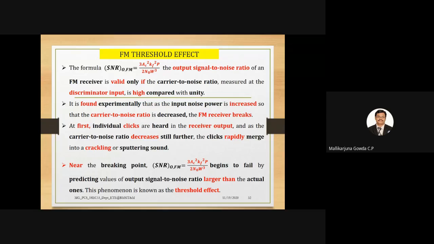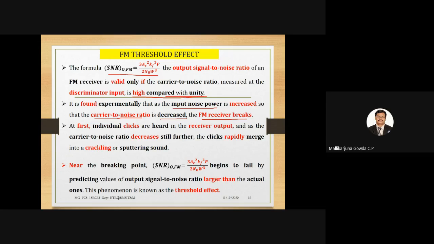This is the expression for output SNR of the FM receiver, and this equation is valid only if the carrier to noise ratio is high compared with unity. It is found experimentally that if the input noise power is increased so that the carrier to noise ratio decreases, then the FM receiver will break. We say the FM receiver breaks.